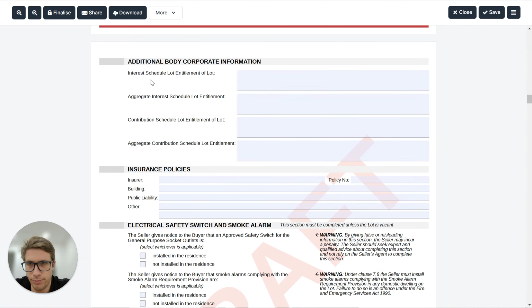So interest, so 4, so we've got 27, 27, 4, 4.